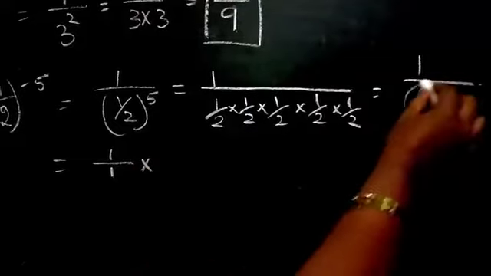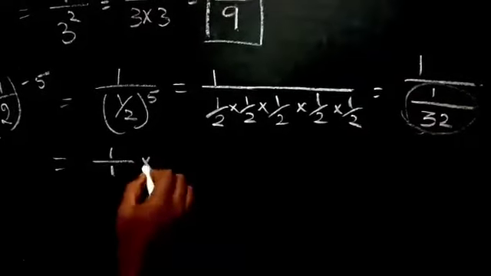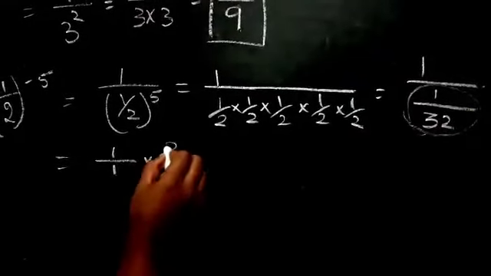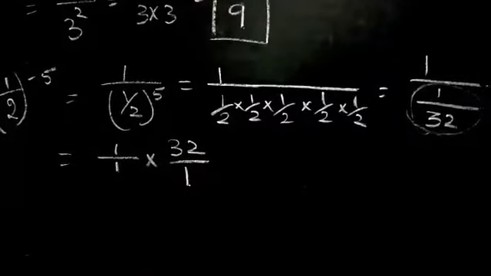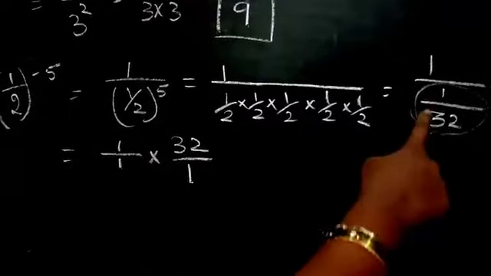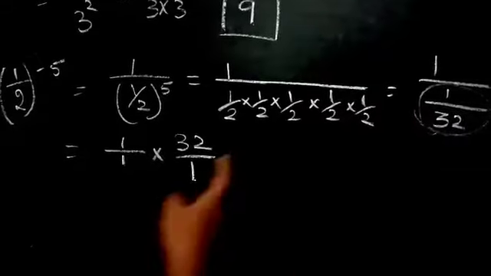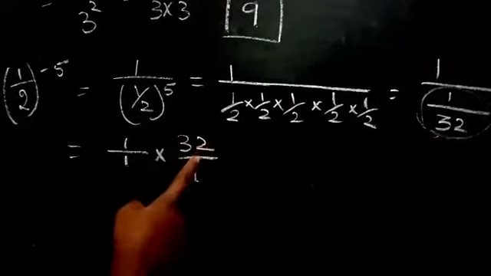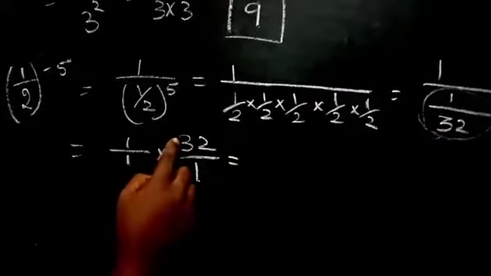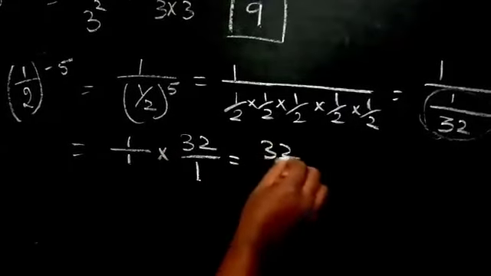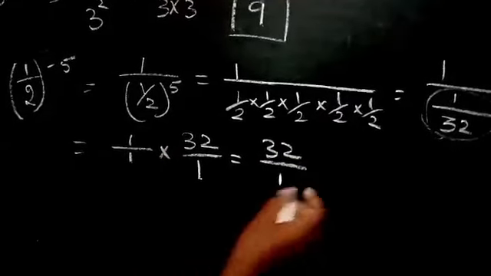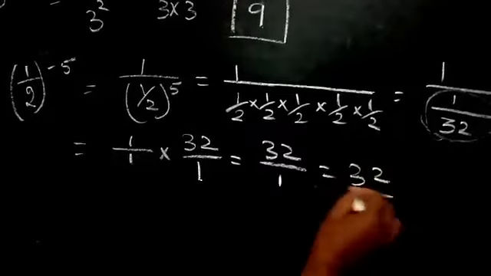Here we have 32 in the denominator. This denominator we can write as a numerator, because 1 by 32 is in the denominator. So when we multiply 32 by 1, 1 into 32 is 32 only. 32 by 1, 32 only is our answer.